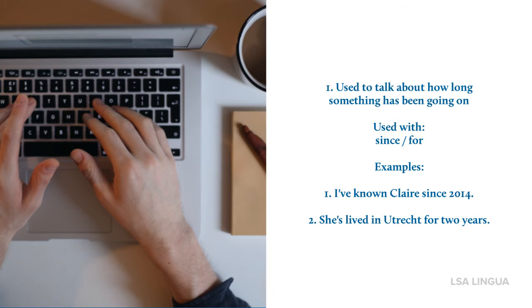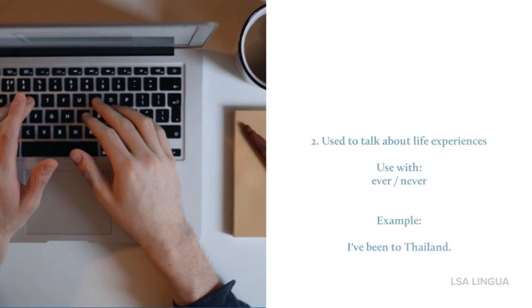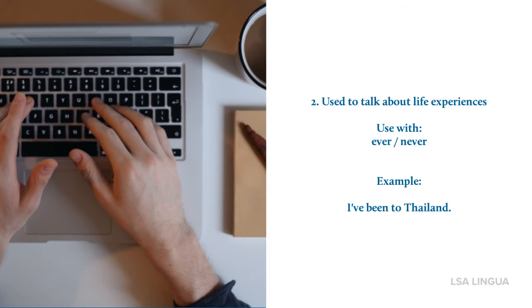An example of that would be, first of all, I've known Claire since 2014. Second one, she's lived in Utrecht for 2 years. It is also used to talk about life experiences, and we often use that with time markers like ever and never. So for example, I've been to Thailand.